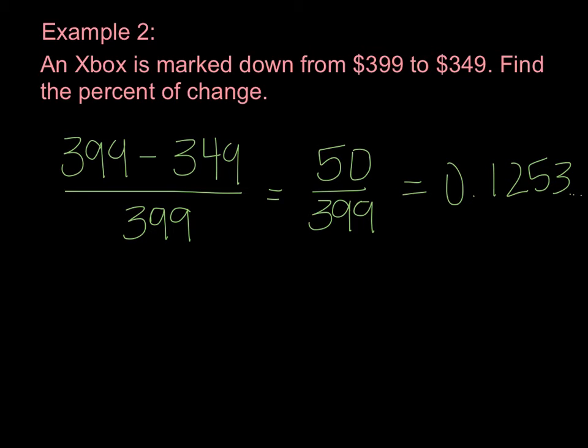So again, this is pretty similar to the last one. So we're going to take that decimal point, move it twice to the right. So this would become 12.53%. Do you think it would be an increase or a decrease? If you said decrease, you are correct.